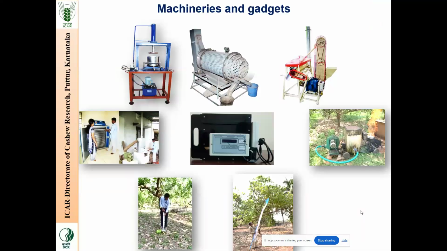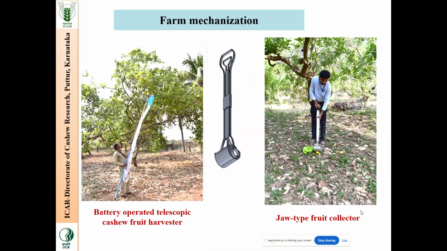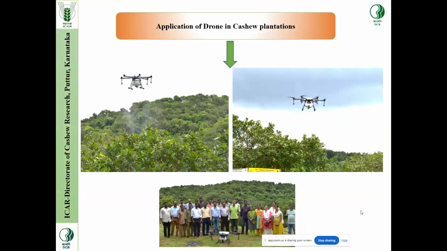And coming to the mechanization part, for post-harvest as well as pre-harvest operations, cashew is mainly a processing-oriented crop, and labor-intensive also. So we have designed and developed some machinery for after harvesting of the cashew nut, as well as before harvesting, for ease of operations. That is a battery operated telescopic cashew fruit harvester and a jaw type fruit collector also.